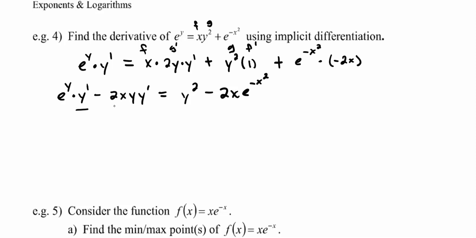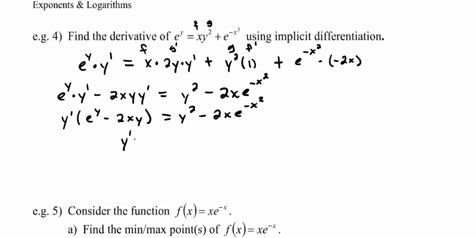Okay, next step is we're going to factor out our y prime. So we've got y prime, and then we're left with e to the y minus 2xy is equal to y squared minus 2x e to the power of negative x squared, and then we'll just divide both sides by this chunk. So we get y prime is equal to y squared minus 2x e to the power of negative x squared, all over e to the y minus 2xy. All right, and there's our answer.